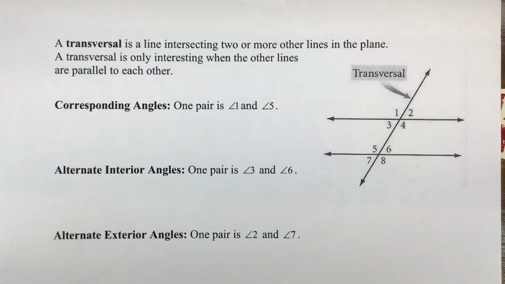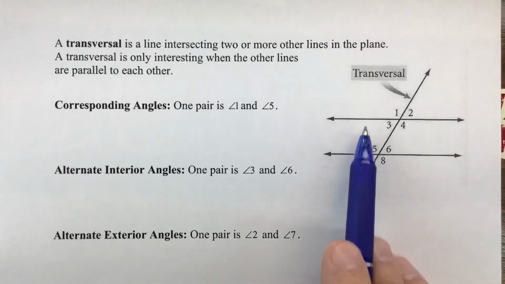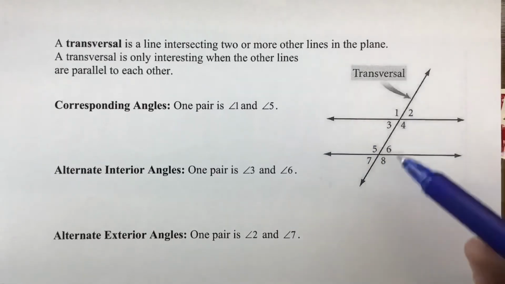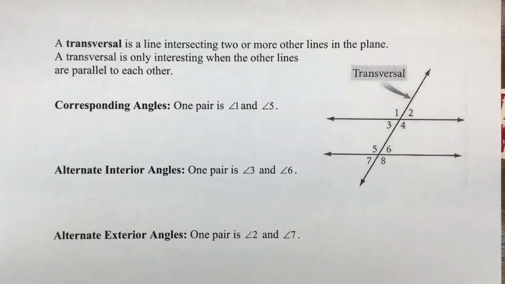All right, next we're going to talk about transversals. A transversal is a line that intersects two or more other lines in a plane. In this picture, we have a couple of lines that are drawn here. They appear to be parallel to each other, and then you've got this third line that's crossing those two. Because it crosses these two other lines, we can call it a transversal.